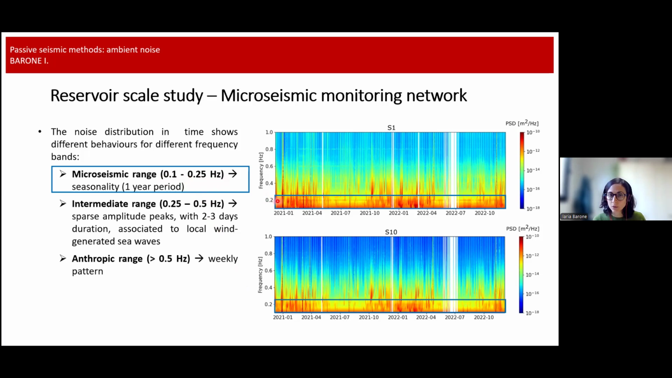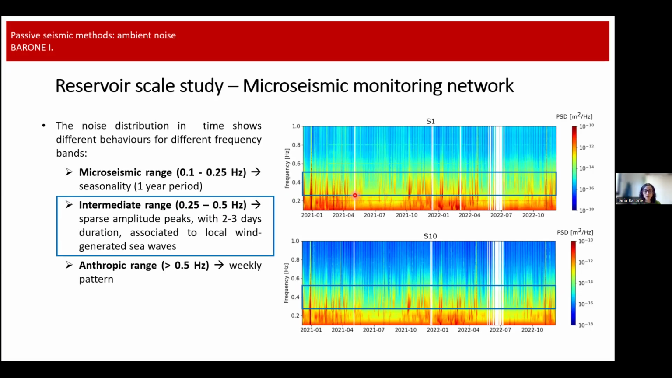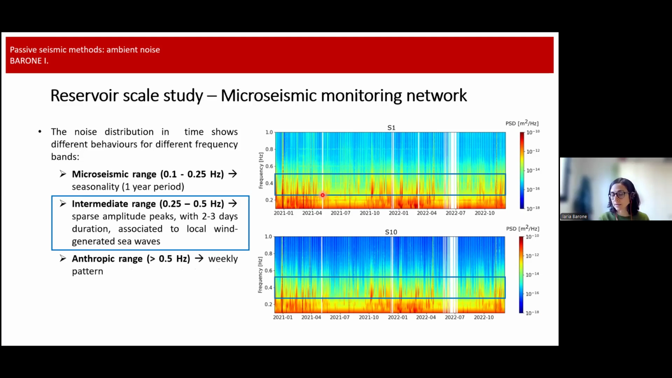Because during the winter we have a lot of noise, and during the summer we have much less noise. Then we have an intermediate range between 0.25 and 0.5 that is characterized mainly by sparse amplitude peaks that have a duration of typically 2 to 3 days. These peaks are, from the literature, related to local wind-generated sea waves in nearby seas and oceans. And we will see in the following slides that it's exactly like this, so we verified this.